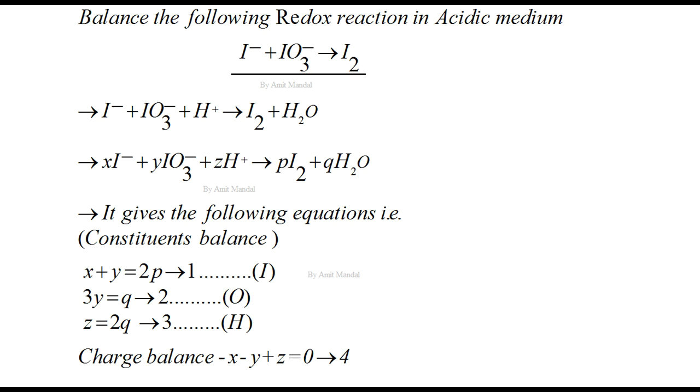So you can see that the total charge on the left hand side is -1x due to I-, -1y due to IO3-, and +z due to H+. And on the right hand side the net charge is 0 because there is no charged entity on the right hand side. So our charge balance becomes -x - y + z = 0.